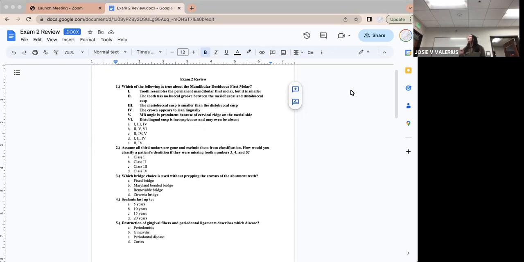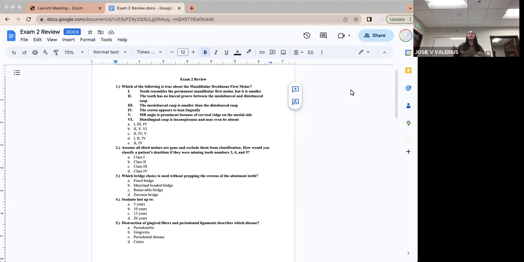All right, number 2. Assume all third molars are gone and excluded from classification. How would you classify a patient's dentition if they're missing tooth numbers 3, 4, and 5? Not quite.